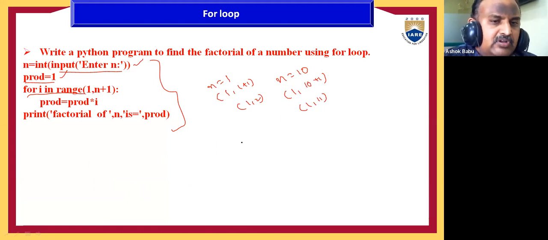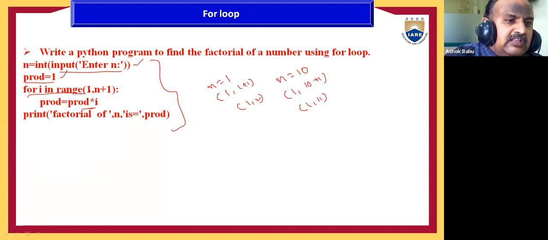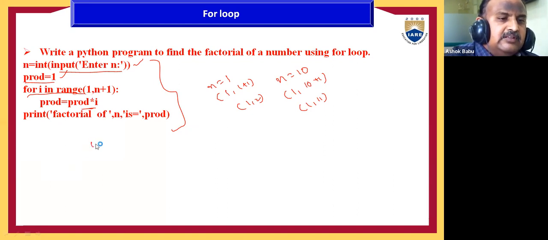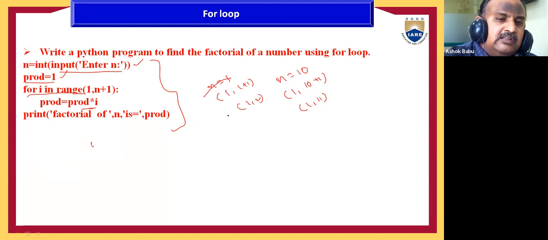Next, product equal to product into i. Here we already have product as 1 into i. Let us assume the range. If you assume n equal to 1, the range is from 1 to 2. 1 to 2 means 2 will be excluded. Therefore, we only have 1.